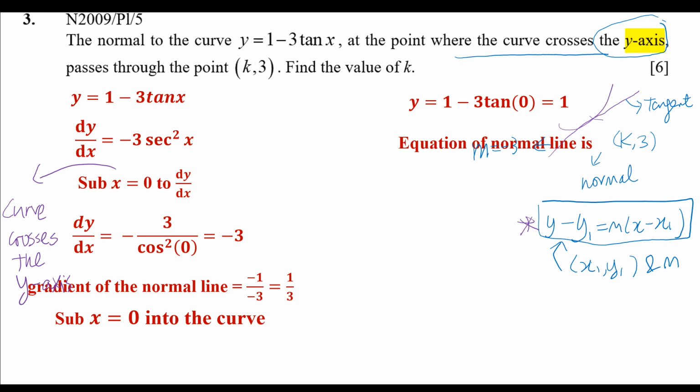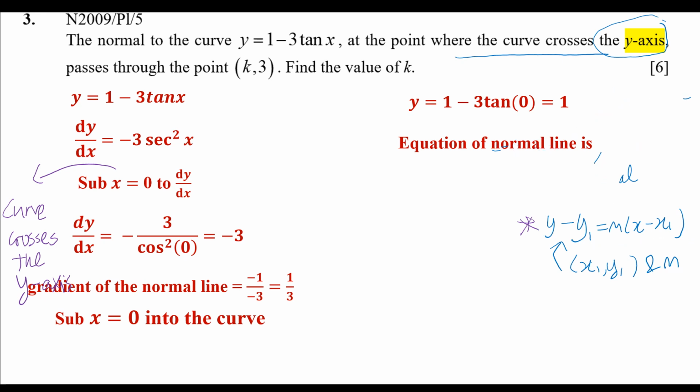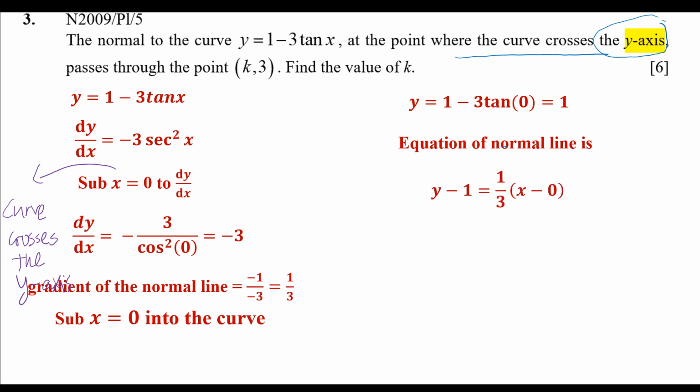Okay, I need to erase all this because it's messy. So the equation of the normal line will be y minus y1. The point, that means my x1 comma y1, is 0 comma 1. So y minus 1 equals gradient 1/3 times x minus 0. You get y equals 1/3 x plus 1.